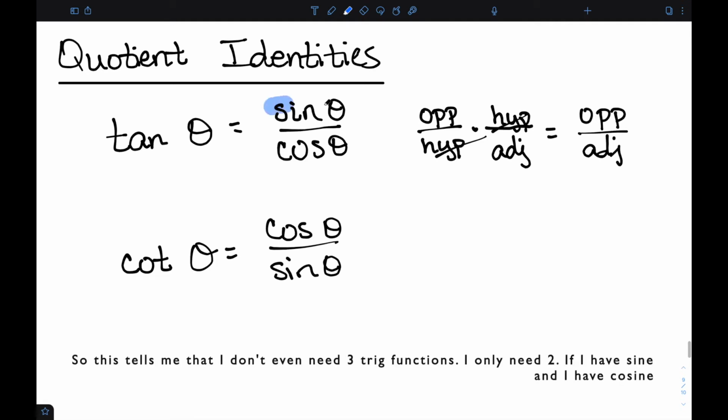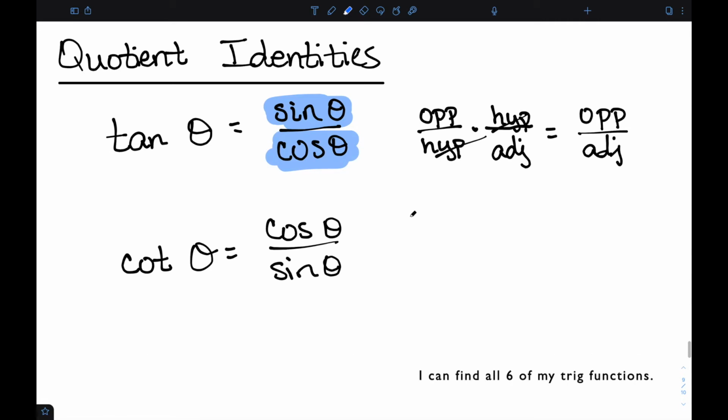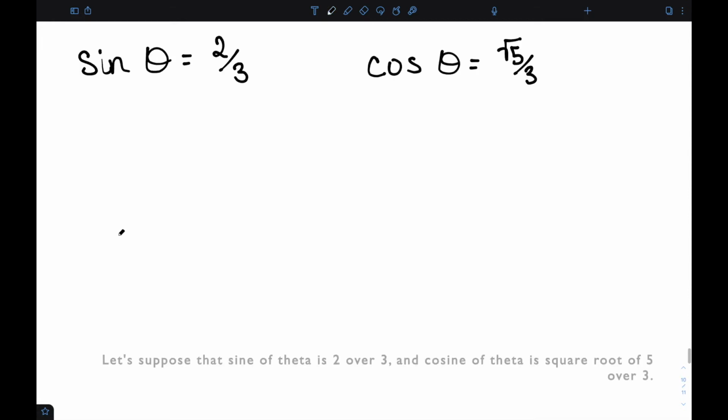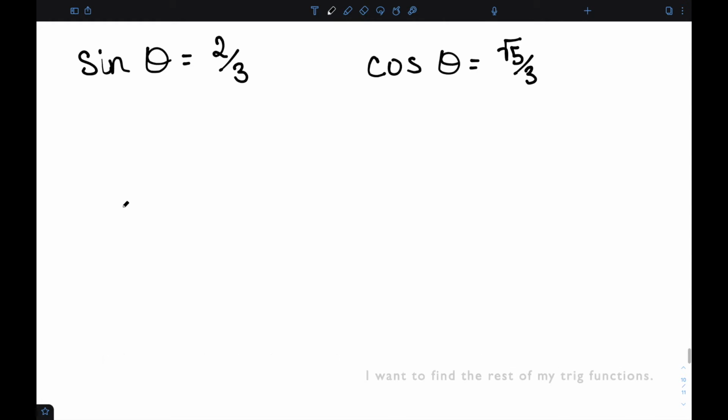So this tells me that I don't even need 3 trig functions. I only need 2. If I have sine and I have cosine, I can find all 6 of my trig functions. Let's suppose that sine of theta is 2 over 3 and cosine of theta is square root of 5 over 3. I want to find the rest of my trig functions.